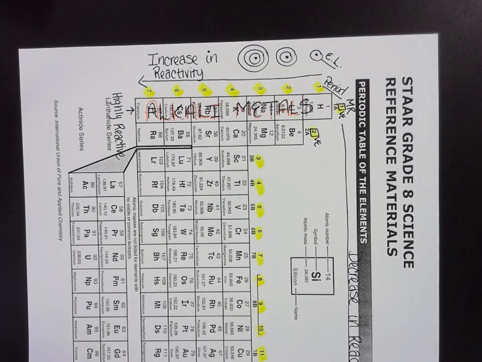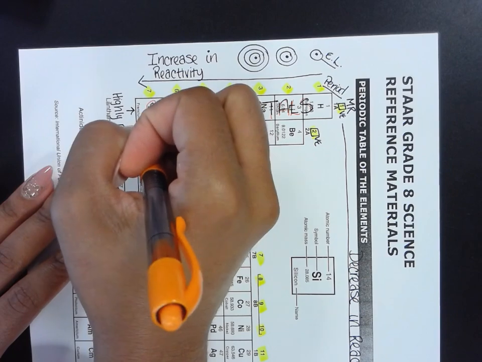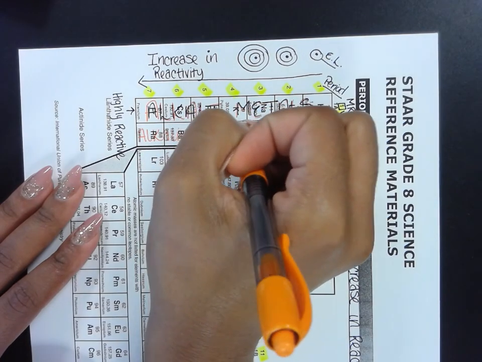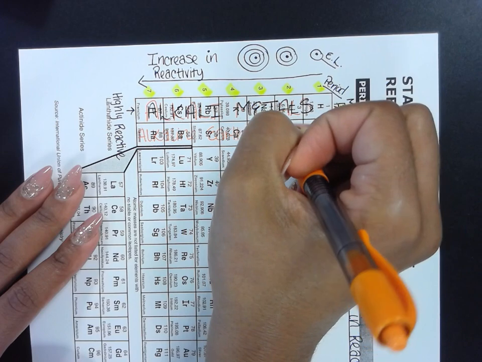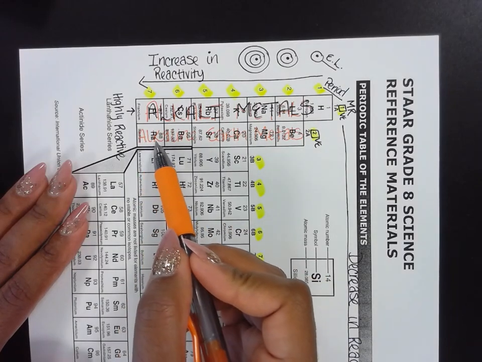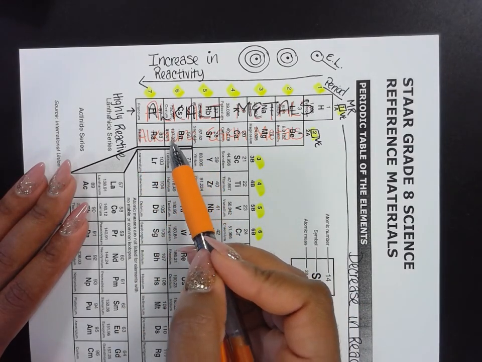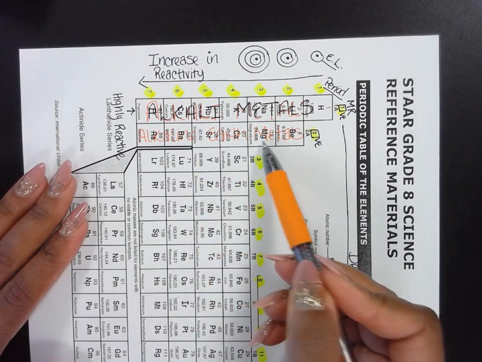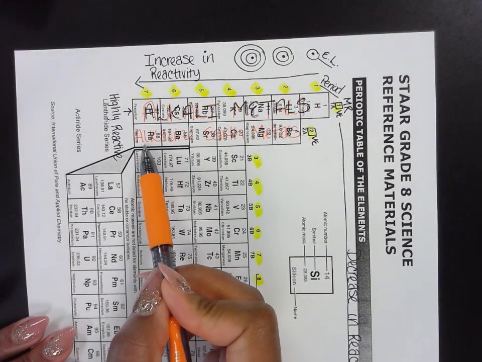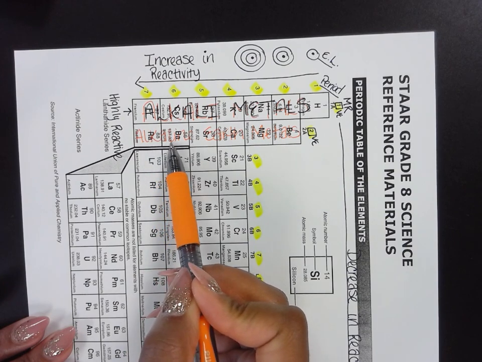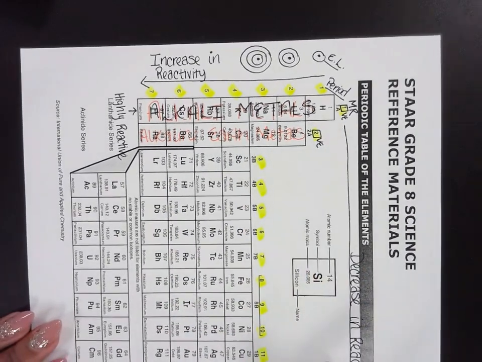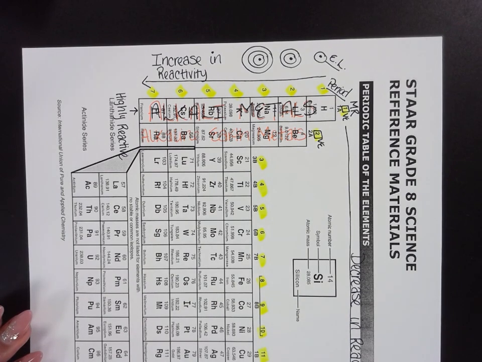All right, group 2. These are my alkaline earth metals. Okay?